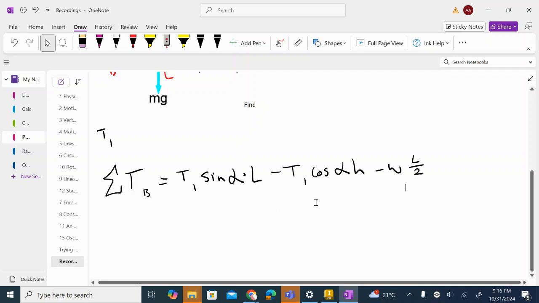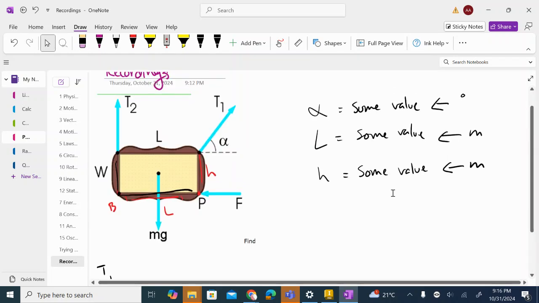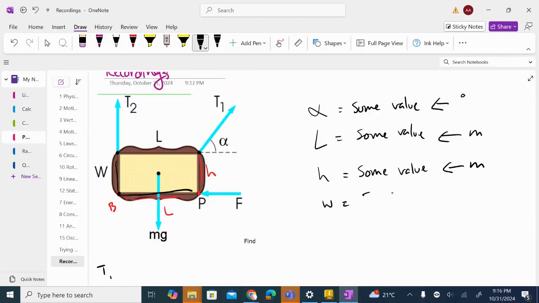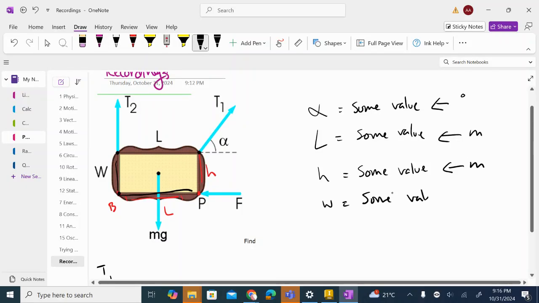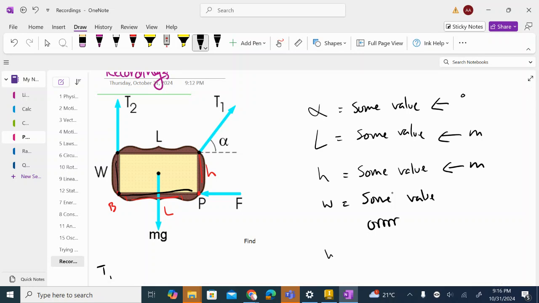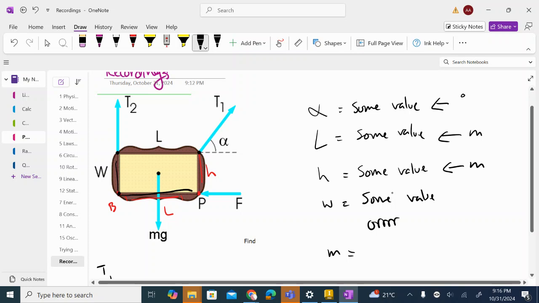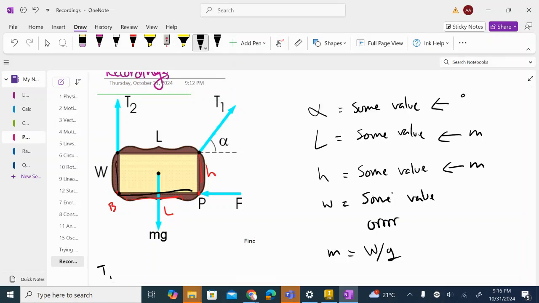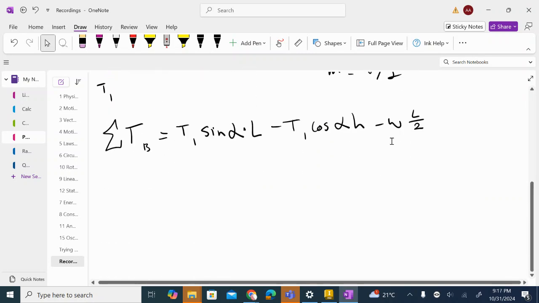How do we get the weight? It should give you either W is equal to some value, or they're going to give you the mass. I forget which one it was. Then you multiply to get W, which is equal to the mass times gravity, right? And that's how you get W. And then you are going to go ahead and plug that all in.